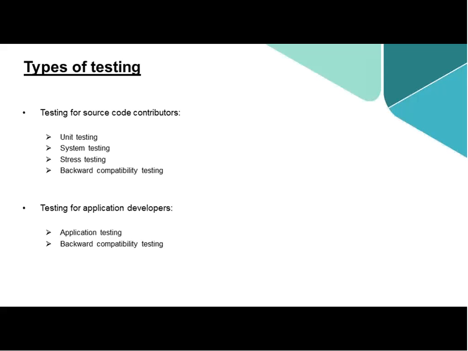So when it comes to testing, I would like to address two types of people. One who would be contributing source code to the AllJoyn framework. Maybe they'll add some new features or they will enhance the existing framework code. And the other will be application developers who will be making use of the framework to develop cool applications. So when it comes to source code contributors, the areas of testing that an individual should focus on would be unit testing, system testing, which is actual device to device testing for different platforms, some kind of stress testing, and backward compatibility testing. When it comes to application developers, the application developer will have to test their application left and right, and they also have to do backward compatibility testing.